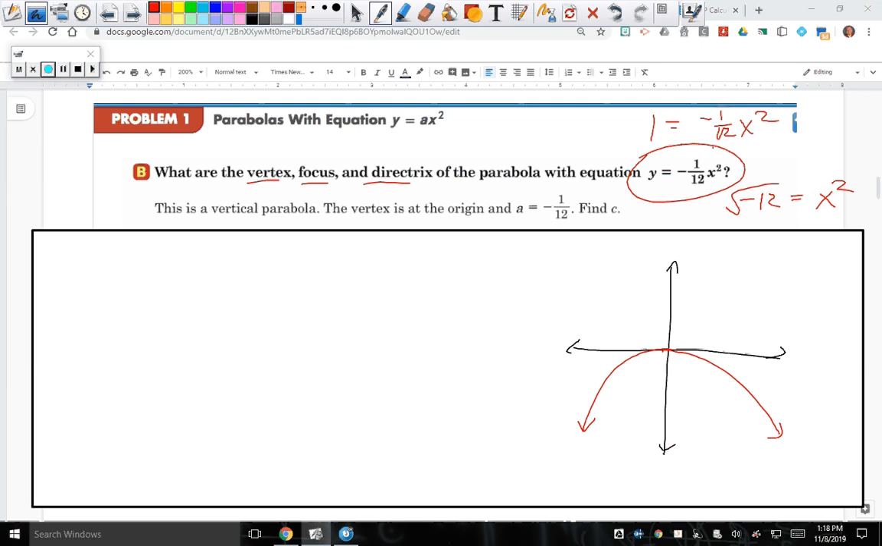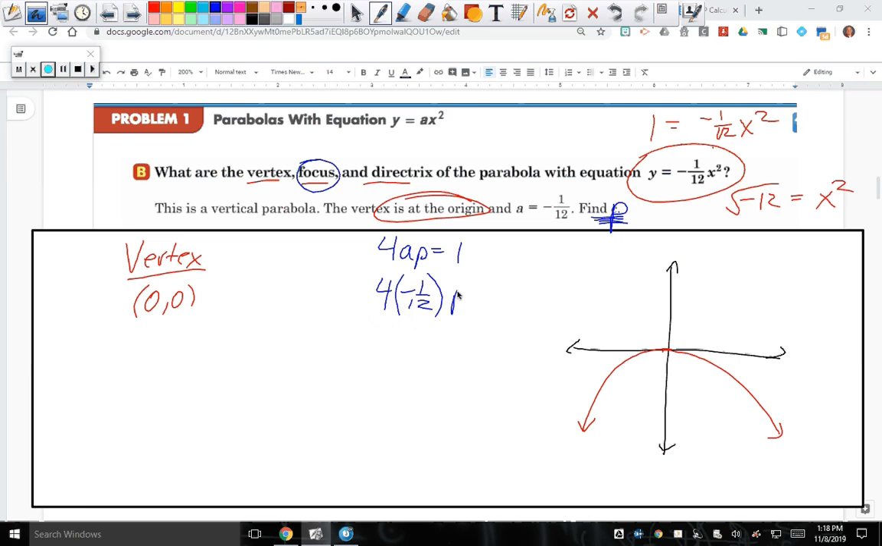Okay, so the vertex is at the origin, so you should have drawn vertex or written 0, 0. And then the focus said we're looking for C, which would be the same as P, which is the focal length. And we know that 4AP equals 1. We're going to have 4 times -1/12. Please put parentheses so that you know it's multiplication, not subtracting 1/12. And it's going to equal this 1.